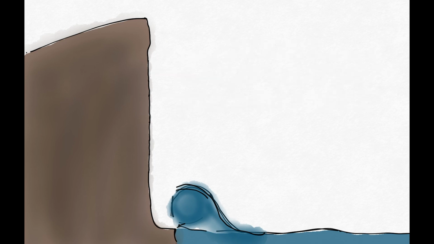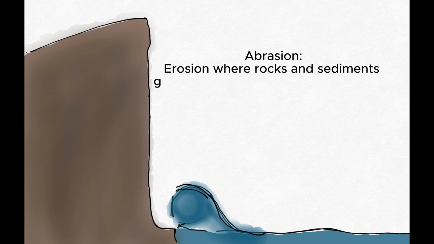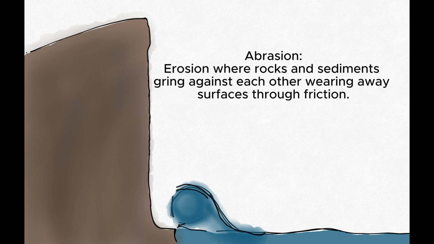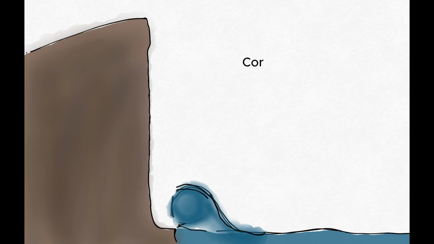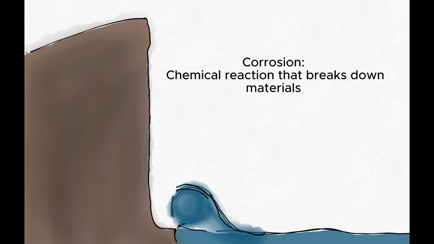Whereas abrasion is when the wave uses materials or substrates like rocks, shells, or whatever is in the ocean, and it hurls these materials into the cliff face. These materials will then break down the cliff face piece by piece. So we can define abrasion as a type of erosion where rocks and sediments grind against each other, wearing away surfaces through friction. And then corrosion is because of the pH of the water. It's a chemical reaction where the water chemically breaks down the cliff face.